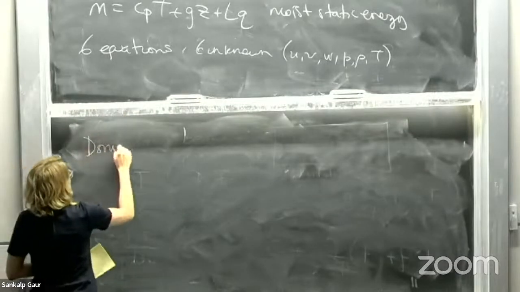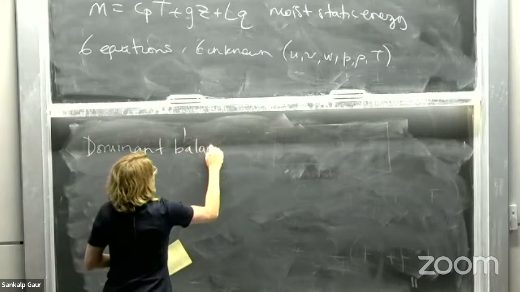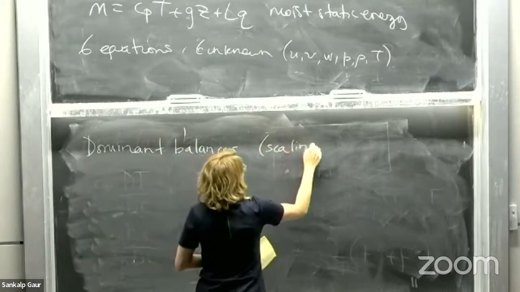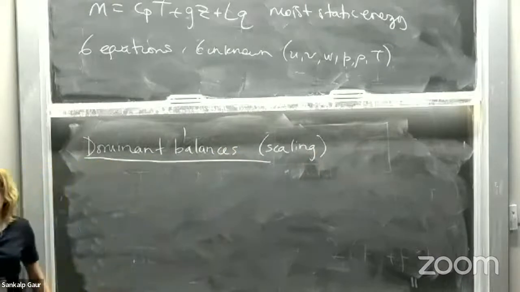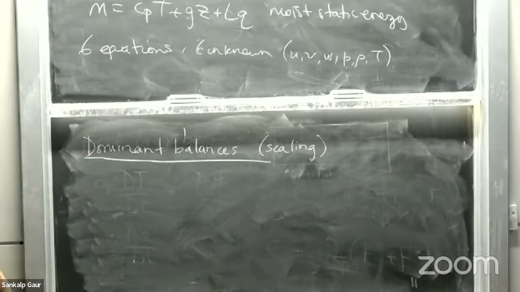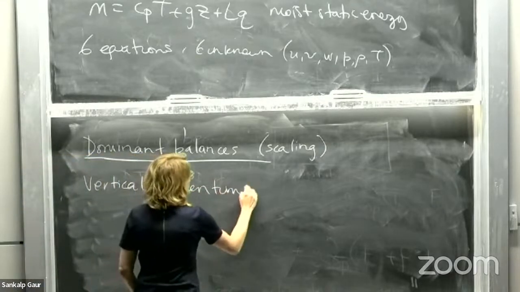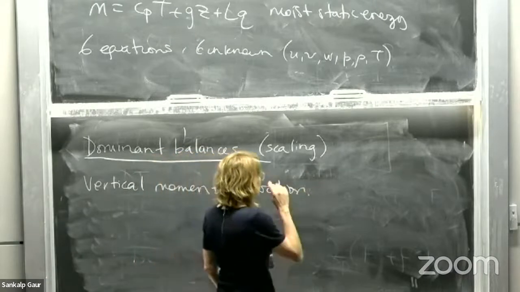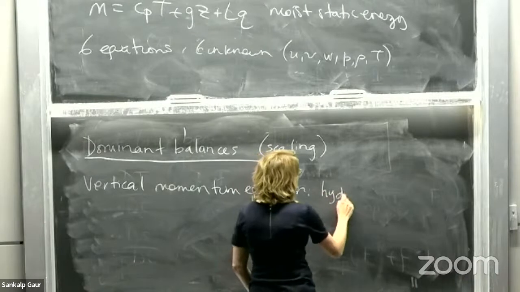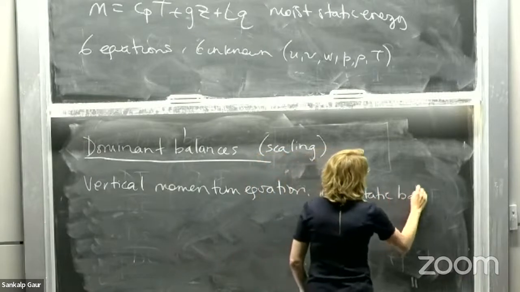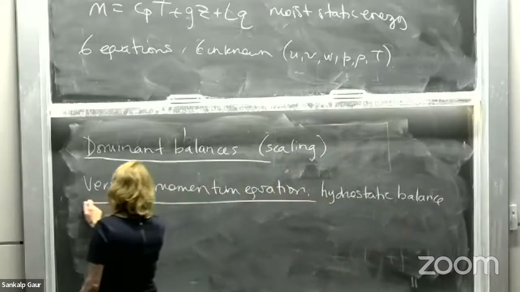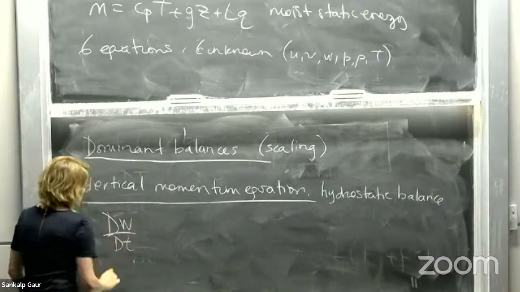Dominant balances. And we're not going to be sophisticated today. This is like scaling, but rest assured, there's a lot of very careful applied math colleagues who have made all of this very explicit in terms of asymptotics. I'm happy to refer you to their work. This includes Andy Majda, Rupert Klein, a lot of very nice stuff. So we're going to start with the vertical momentum equation, which of course the dominant balance as we've already been using without being careful is hydrostatic balance. So what justifies this is what we're essentially going to do. So we start with our equation.